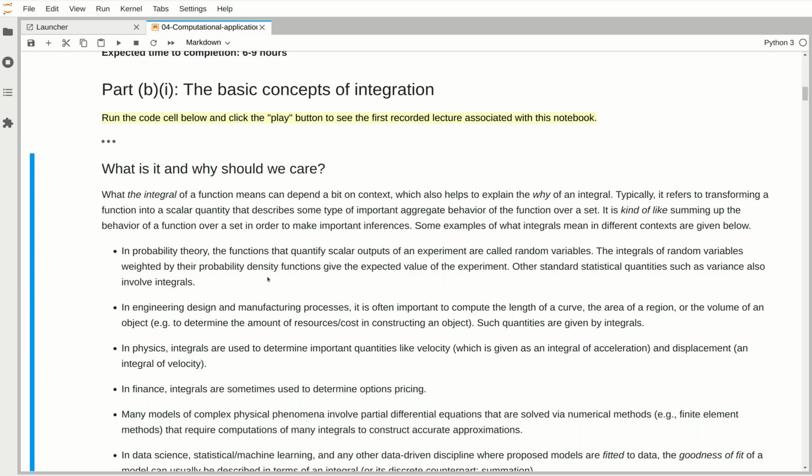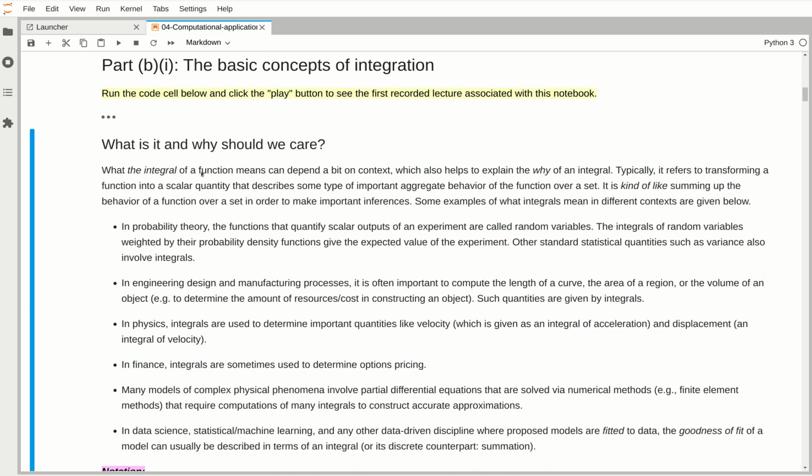Welcome to this first short recorded video on the Part B lecture notebook on numerical integration in the Module 4 Computational Applications. So in this first video, we will be discussing just the basic concepts of integration. We will also go over some basic code that shows how to use some numerical integration functions within Python, and also a class on integration that is useful within this lecture notebook.